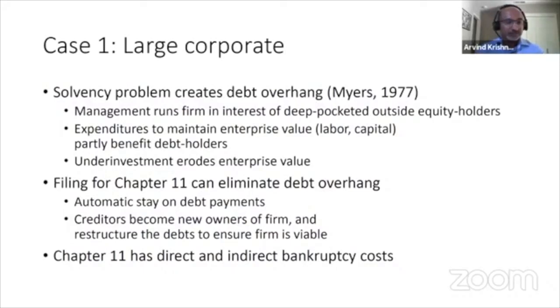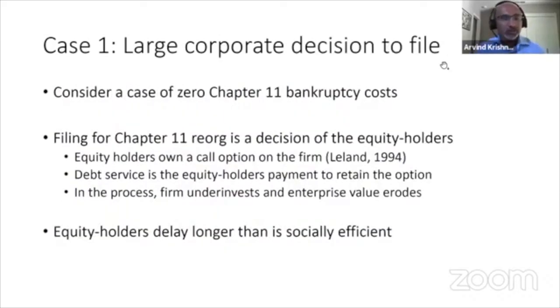Now, bankruptcy does have costs. It has direct costs such as legal and financial costs, and indirect costs which are spillovers to other stakeholders. I'm going to come back to those costs. Let me talk about the corporate decision to file. So as I've just talked you through, the Chapter 11 process is a way in which a large corporate can get over the drag from high debt. So let's just think through how a firm might file for Chapter 11.